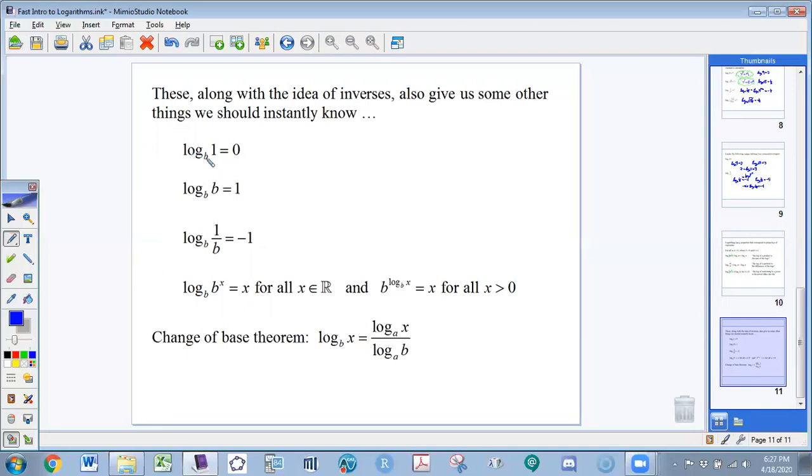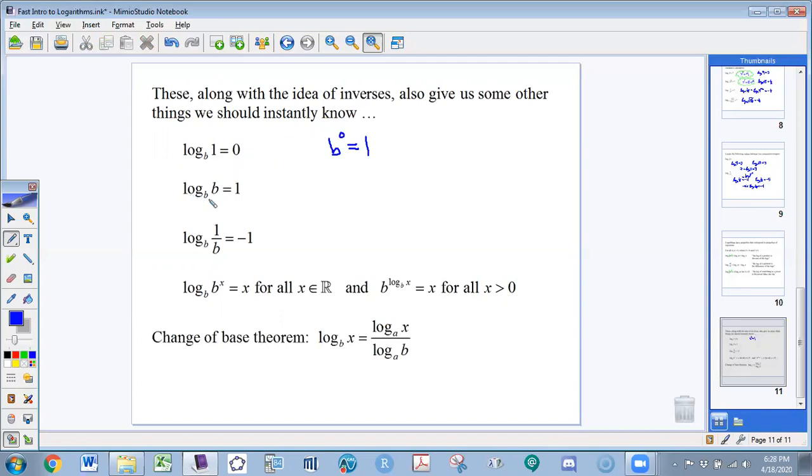The first one is that log base b of 1, regardless of the base, has to be 0, because we know that the base to the 0 power equals 1, and we're flip-flopping the inputs and outputs. So if the input of log is 1, that was the output of the exponential function, which came from using the exponent of 0, so that's the output of my log.